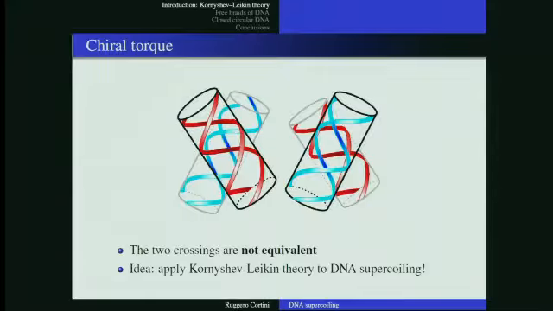The final thing I want to mention in the introduction is that once you take into account the helical patterns of charge on the DNA surface, you also realize that the crossings between DNA molecules are not equivalent.